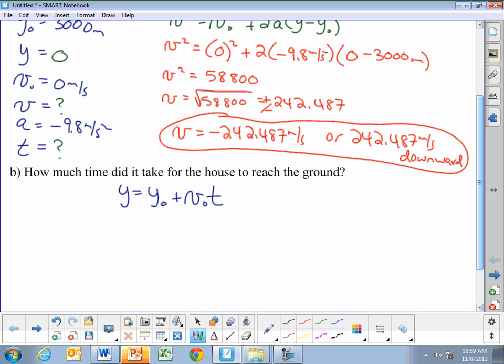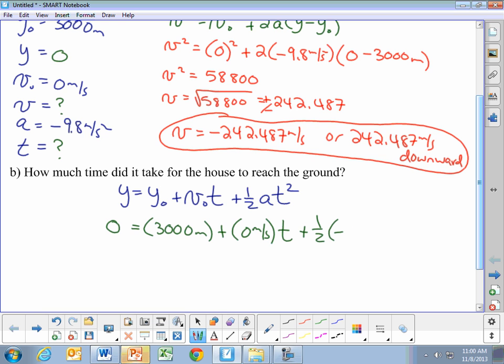So if we look at the equation relating position and time, we have that the height equals the initial position plus the initial velocity times the time plus 1/2 the acceleration times the time squared. So doing this, the final height is 0. It equals the initial height of 3,000 meters plus the initial velocity of 0 meters per second times t plus 1/2 times negative 9.8 meters per second squared times t squared.